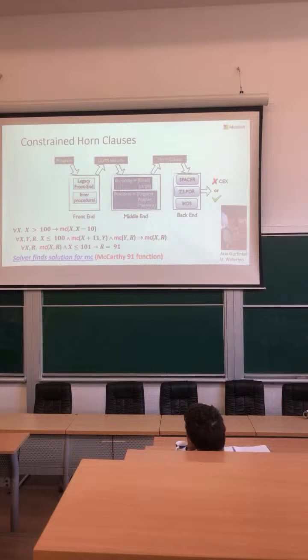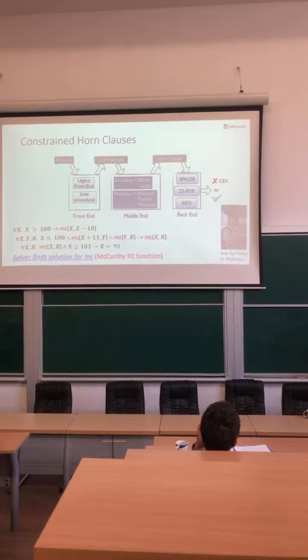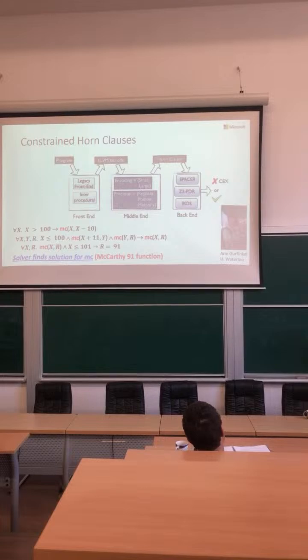And then the last line talks about a specification. It says, if you run the system from X to R, and X is less than 101, the result R is 91. So that was the specification. What the tool does is it tries to check whether this set of clauses is solvable. And indeed, there's a solution such that each of these lines is true, and that will guarantee that the specification holds.